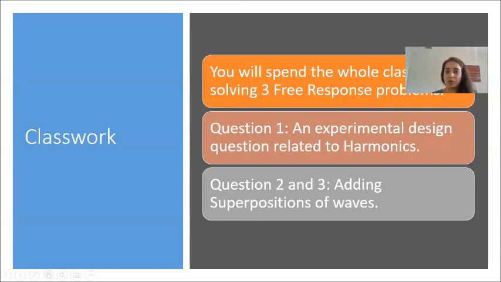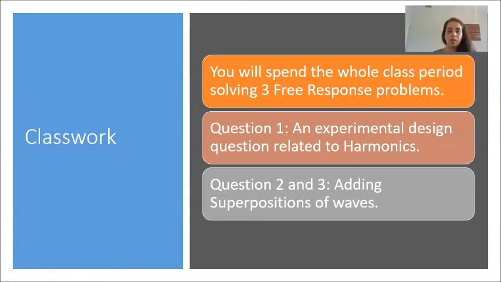So today's classwork is going to consist of 3 problems. The first question is an experimental design question that's related to harmonics. So it's specifically related to the last 2 lessons that we've had. And then questions 2 and 3 are about the superposition of waves. So that relates to the lessons from I think it's the 3 or 4 lessons prior to this. All right.